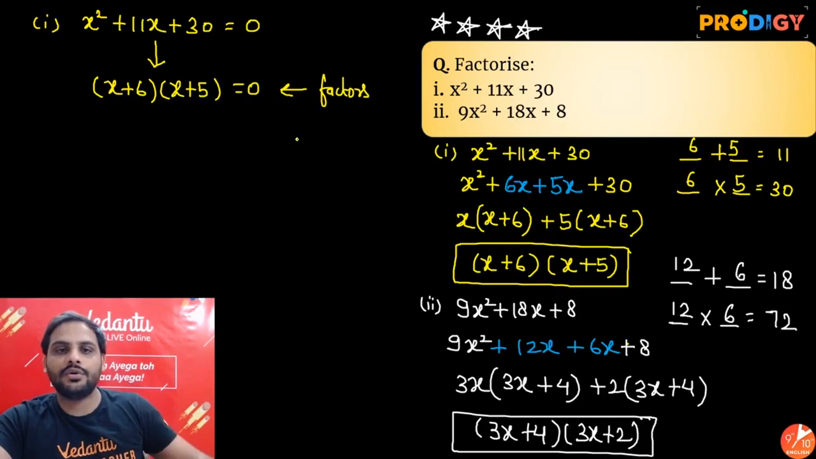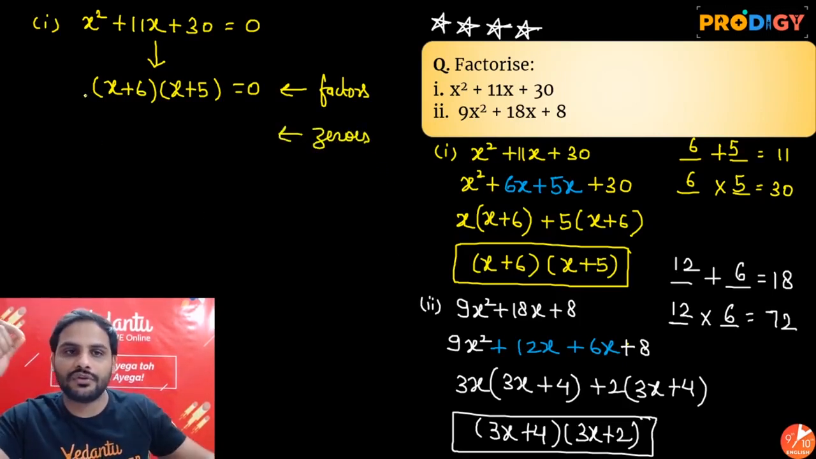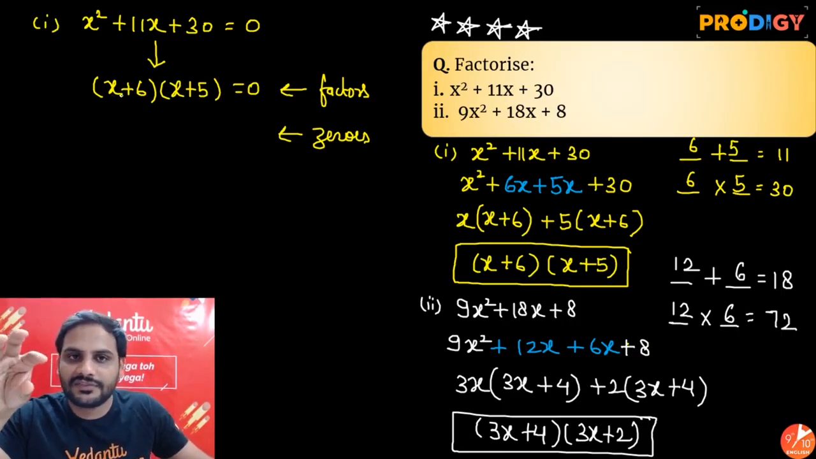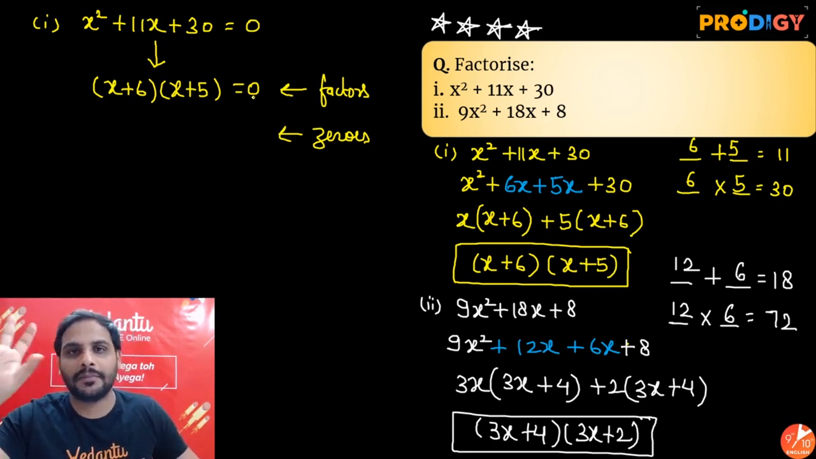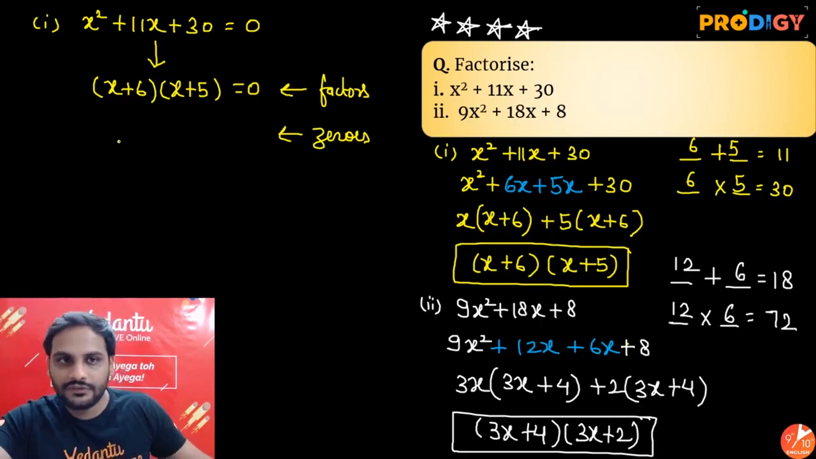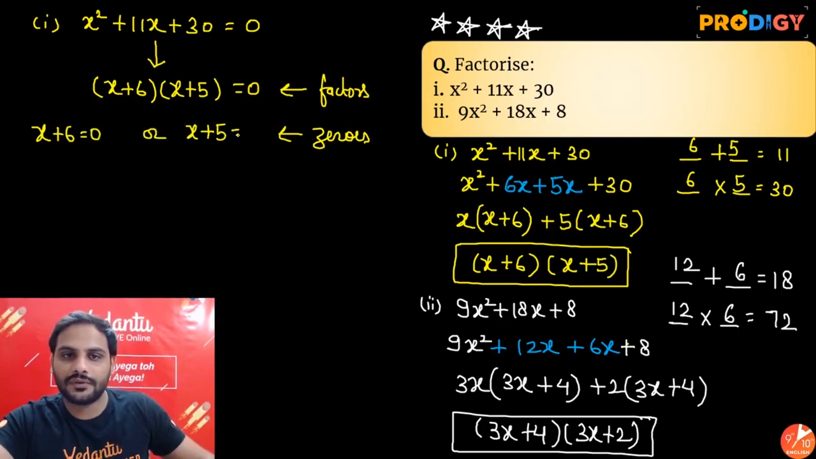From the factors, how do you get zeros? But a simple thing, if x plus 6 into x plus 5 is equal to 0, I'm pretty sure one of them must be 0. So I will say, either x plus 6 is equal to 0 or x plus 5 is equal to 0. So shift 6 over there, x is equal to minus 6 or x is equal to minus 5.